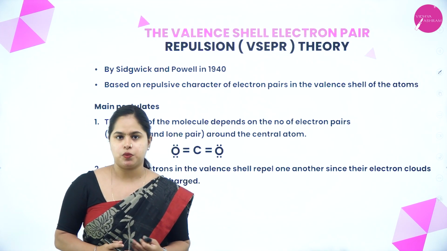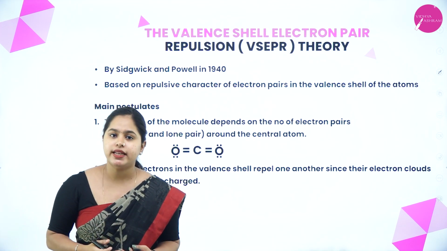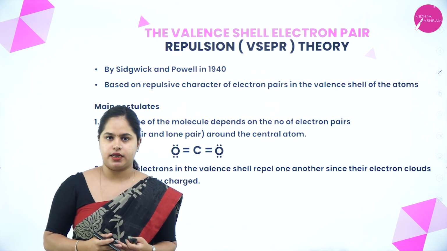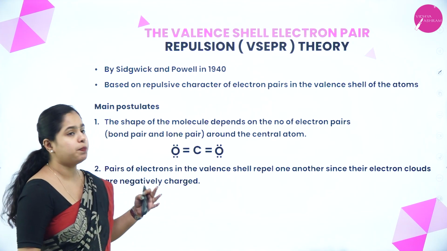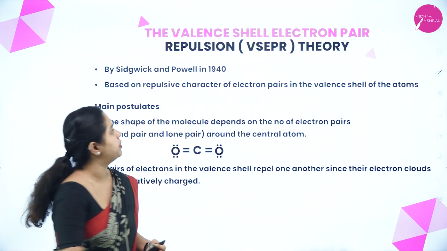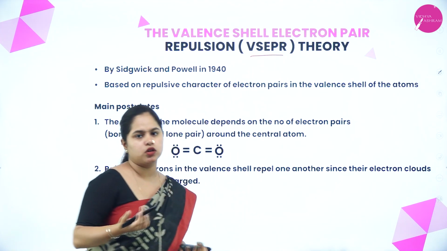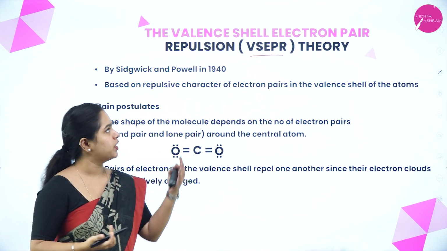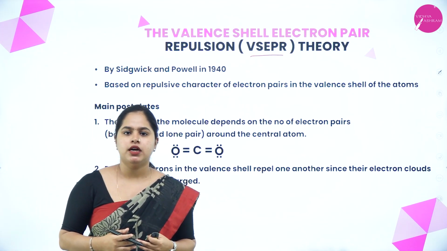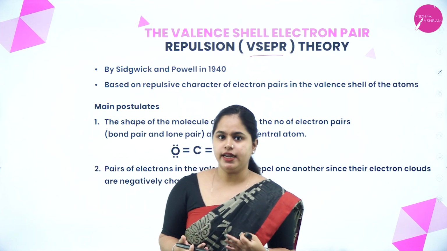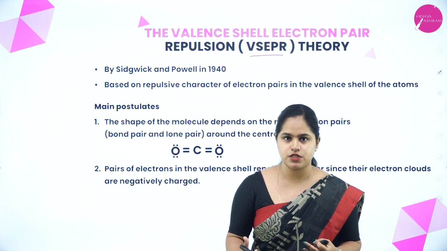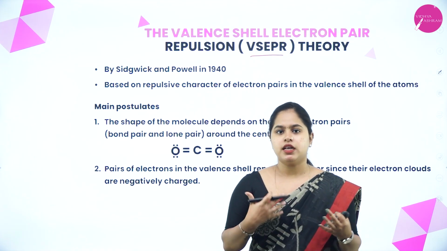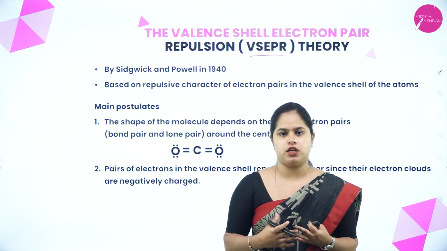So let's begin with the first topic, VSEPR theory. As you can see, the valence shell electron pair repulsion theory, in short form you can also write it as VSEPR theory instead of writing the whole name. We studied in the Kossel-Lewis approach how to represent the different atoms using Lewis dot structures. We studied in detail the Kossel-Lewis approach.